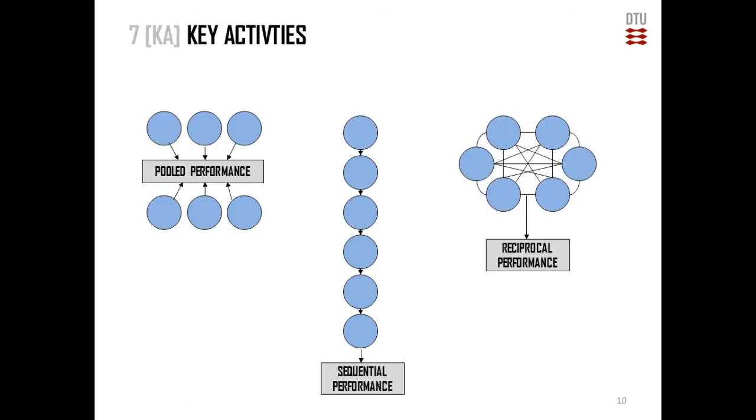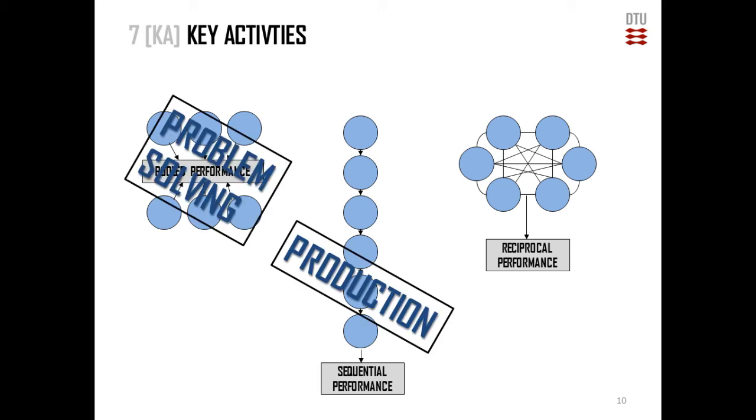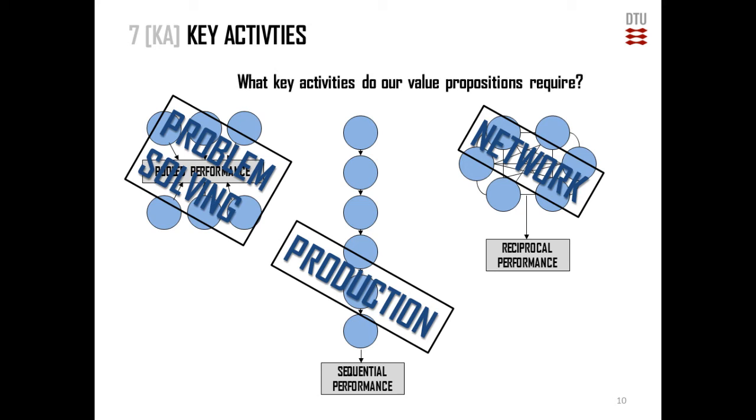Block 7, key activities. Every value proposition calls for a number of key activities. The key activities describes the most important things a company must do to make its business model work. Key activities can be categorized as production, problem solving, or network. The key questions are: what key activities do our value propositions require?